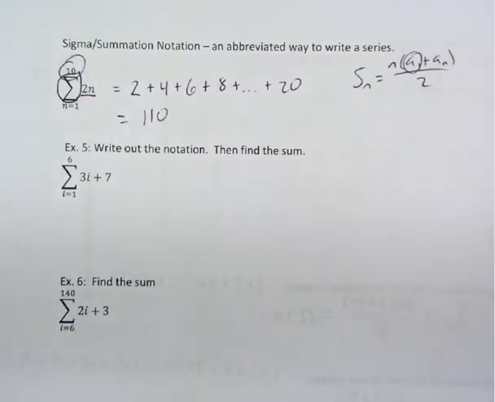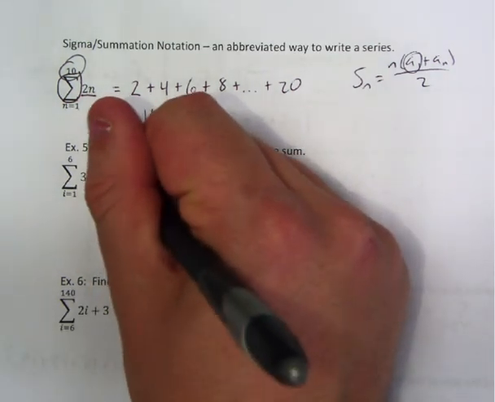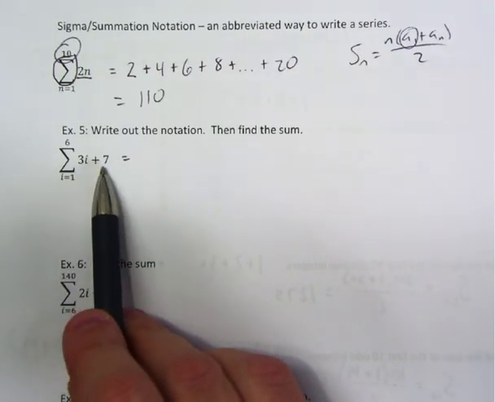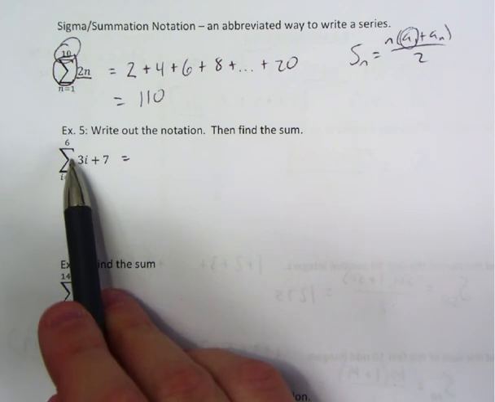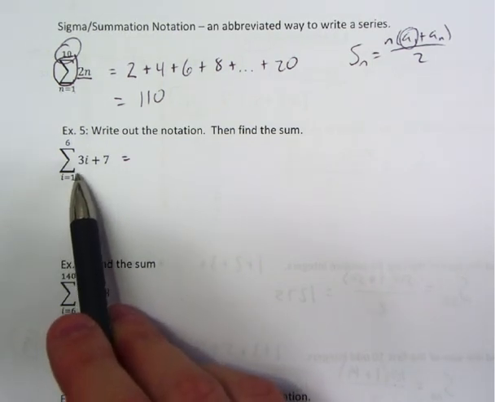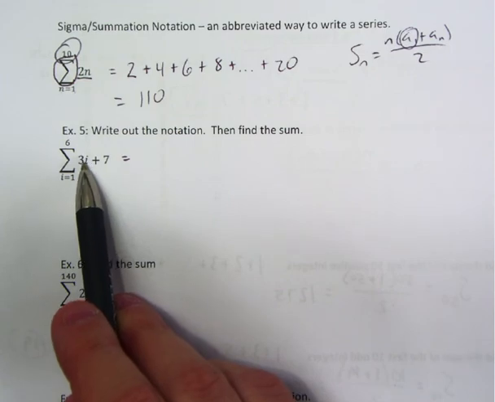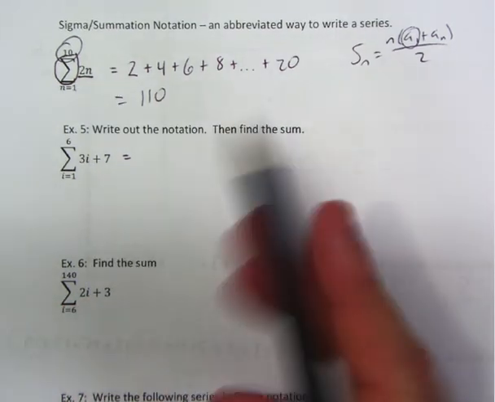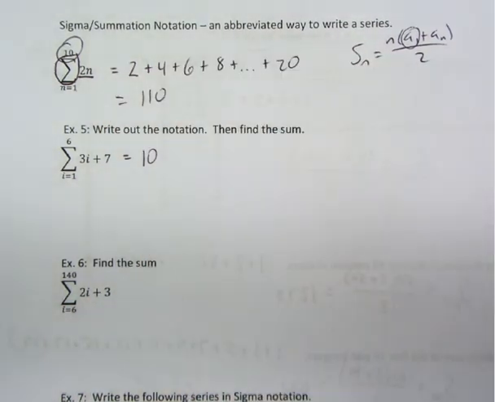This next one says, write out the notation. So I want to figure out what numbers this is asking me to add. Mr. Sigma is telling me to add numbers together. So I take whatever this first number is, I plug it into the expression. So 3 plus 7, I get 10. 10 is the first number we're going to add.